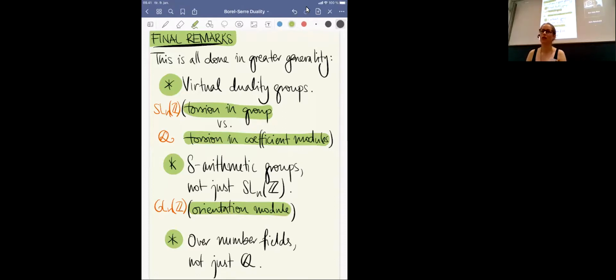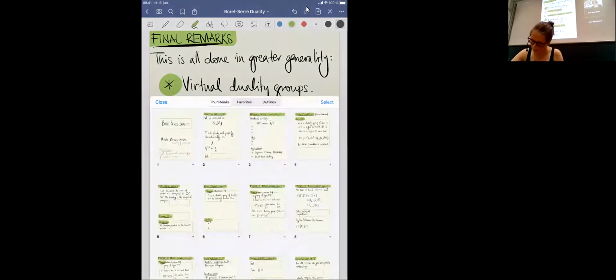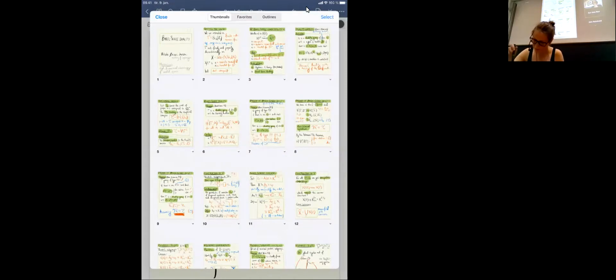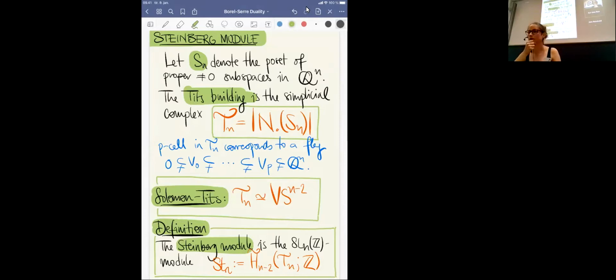There was another question. You mentioned at the start that the Tits building was homotopy equivalent to a number of spheres. Does this X-P correspond to one of these, or can't you say that? No, I don't think so.